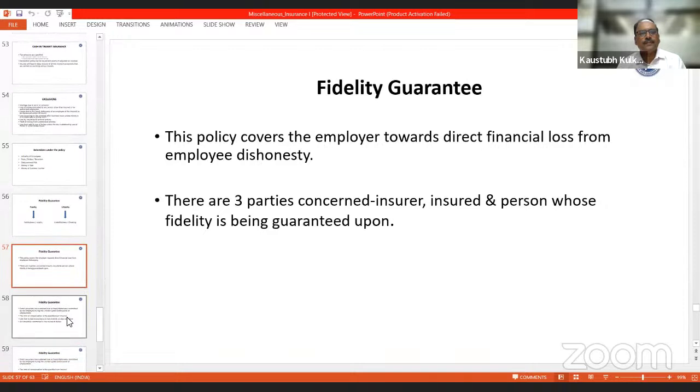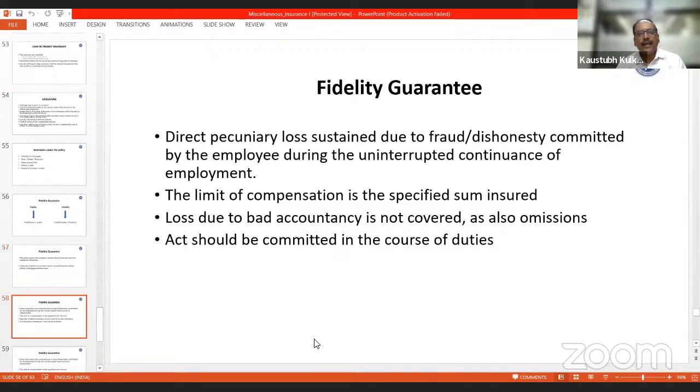What will be the coverages? The fidelity guarantee, there has to be a direct pecuniary loss sustained due to fraud, dishonesty committed by the employee. But this dishonesty or fraud has to be committed by the employee during the uninterrupted continuance of employment. So the employee has to be in the employment in an uninterrupted way. So continuity of the employment is a key factor in fidelity guarantee insurance policy.